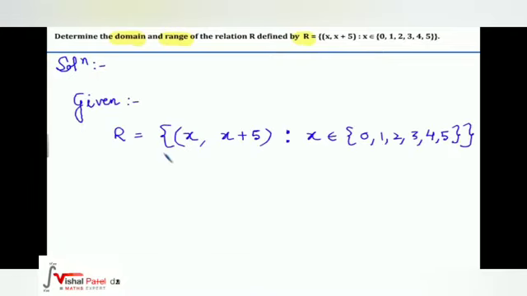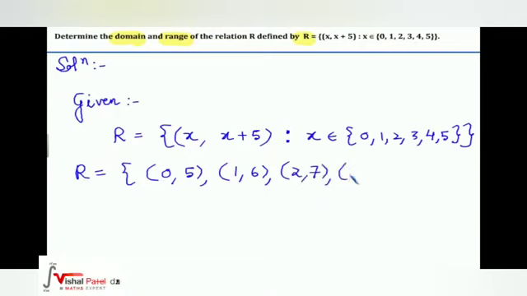So in this question the given relation is (x, y), where y is equal to x plus 5 and x belongs to {0, 1, 2, 3, 4, 5}. First of all we convert this relation into roster form. So R is equal to, let x is equal to 0, then y is equal to 5. If x is equal to 1, y is equal to 6. If x is equal to 2, then y is equal to 7, and so on.